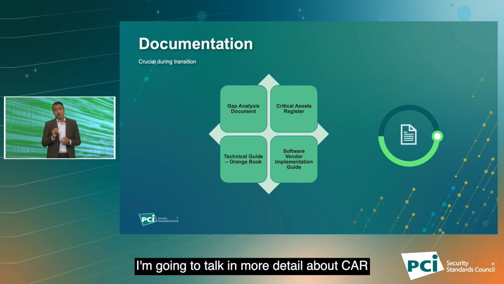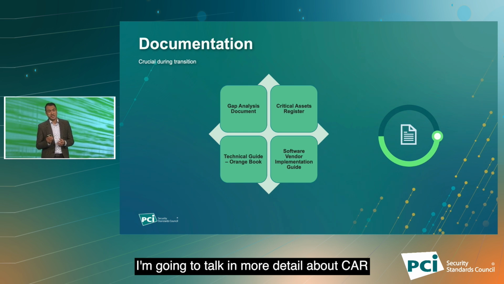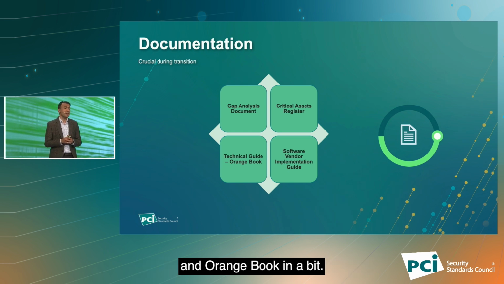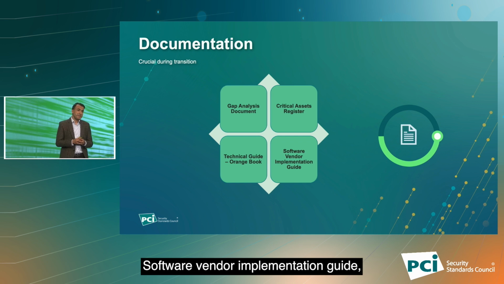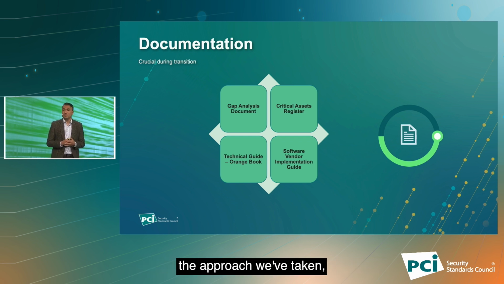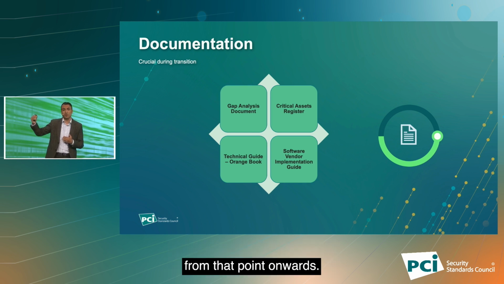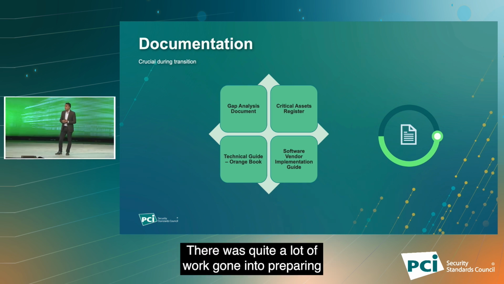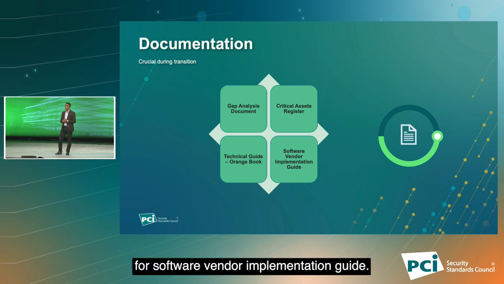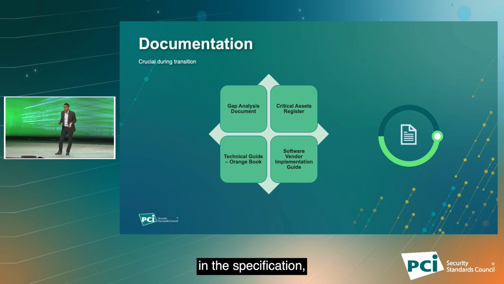I'm going to talk in more detail about CAR and Orange Book in a bit. Software vendor implementation guide: the approach we've taken, we took a baseline of the PA DSS implementation guide and evolved it from that point onwards. Quite a lot of work went into preparing the software vendor implementation guide. The format we followed was linear, the way PCI S3 control objectives are laid out in the specification.